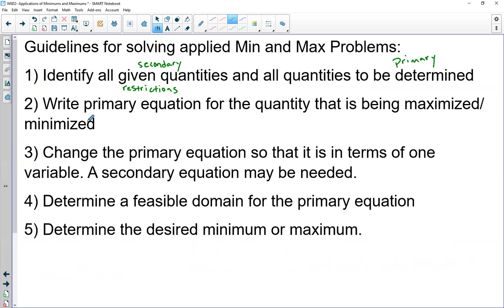From here, we're going to write our primary equation for the quantity that is being maximized or minimized. We're going to change the primary equation so that it is in terms of one variable. A secondary equation may be needed in this case. We're then going to determine a feasible domain for the primary equation, what will actually make sense for this problem. And then finally, we're going to determine the desired maximum or minimum using either our first or second derivative test.